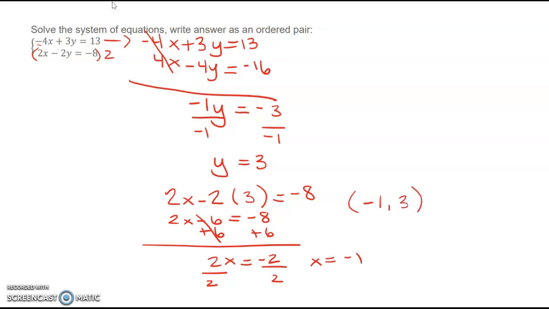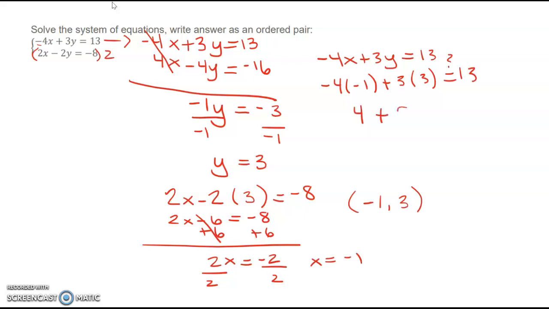Now, if we wanted to kind of double check this, we could substitute this point into both equations and see if it's true. So what I mean is we could take the negative 4x plus 3y equals 13 equation, substitute this point in, and see if it works. So negative 4 times negative 1 plus 3 times 3, see, does that equal 13? So negative 4 times negative 1 is a positive 4 plus 9, which does equal 13. So that can give us some good confidence to know this was the right point. You could also plug it into the other equation too.